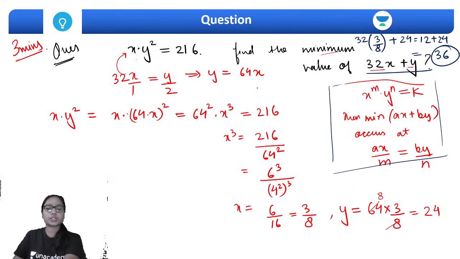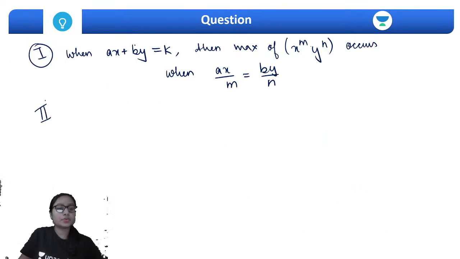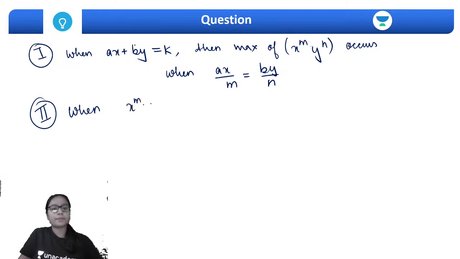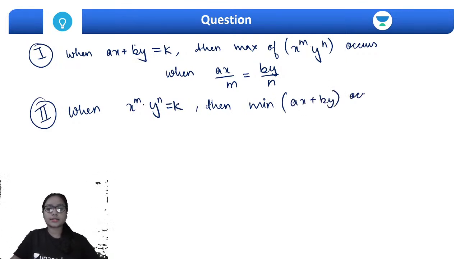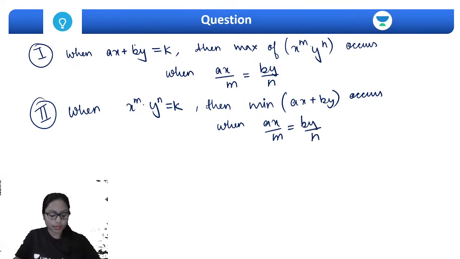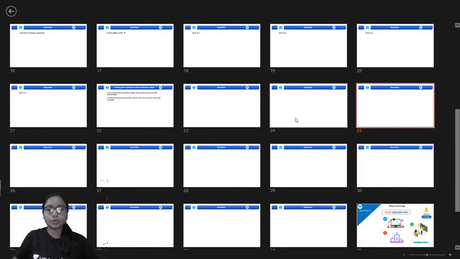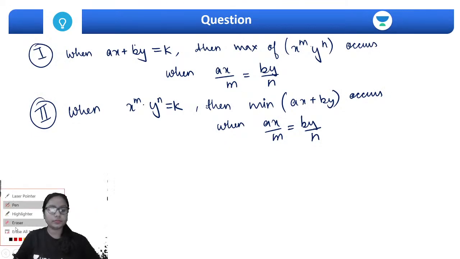Now in the previous question we used the second result, which is when x raised to the power m into y raised to the power n is constant, just the opposite of the previous result, then the minimum value of ax plus by occurs when ax by m is equal to by n. Okay, I hope this result is clear to you.